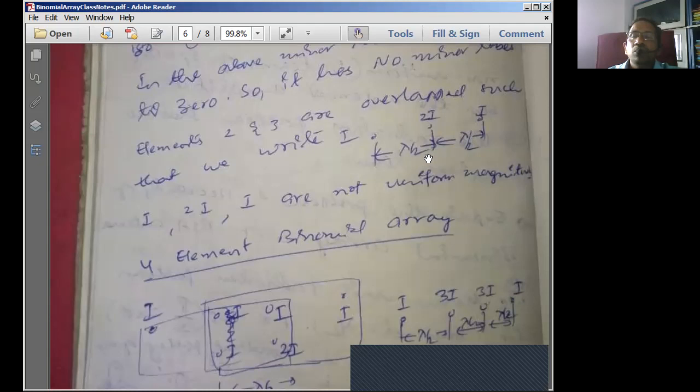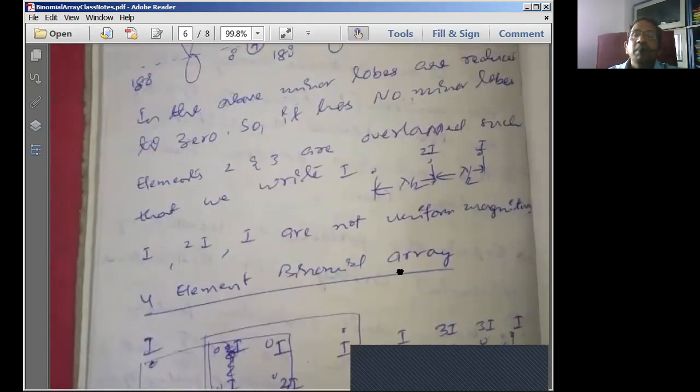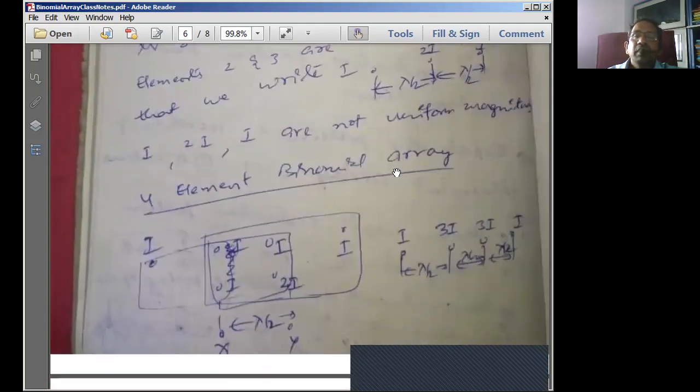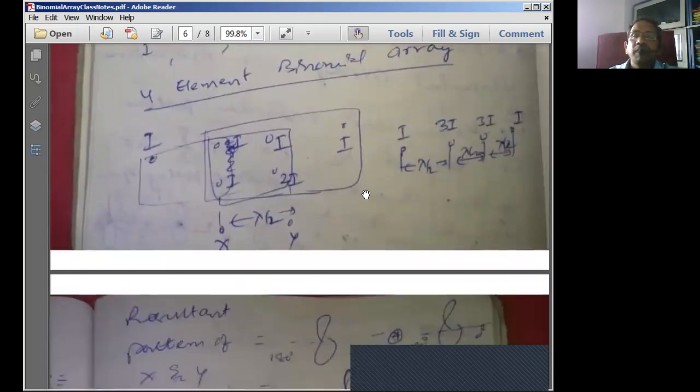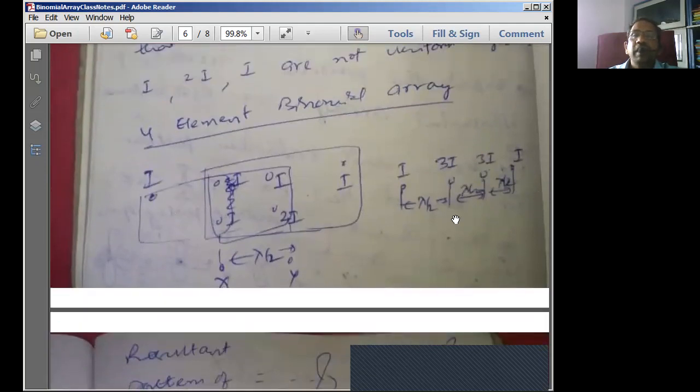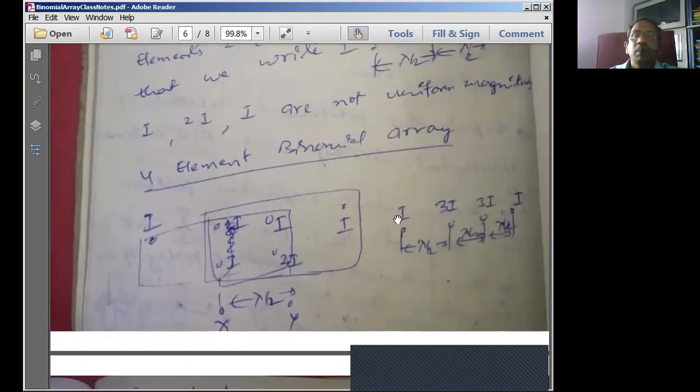The current flowing through antenna 2 and 3 is going to be 2i. The current flowing through the last antenna is going to be i. That means the currents flowing through antenna elements 2 and 3 are added up, and it becomes 2. So it has simply come up like 1 2 1. That means it is arranged like a binomial array. So if you write it in the binomial array fashion, we are going to have i, 3i, 2i, i.